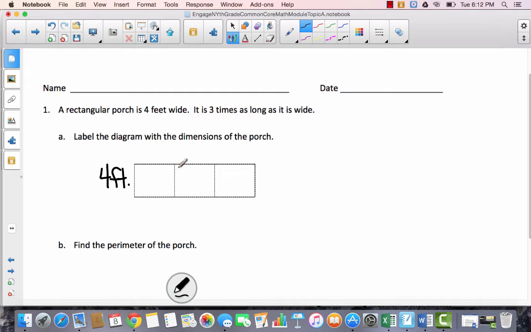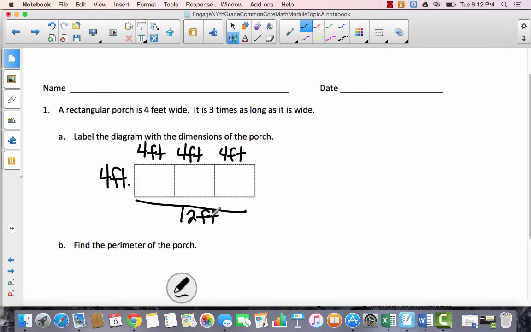And then it's 3 times as long as it is wide. That does not mean that this is 3 and this is 3 and this is 3. This means that I have 3 fours. So 4 foot, 4 foot, 4 foot, and 4 foot. All together, 4, 4, and 4 would be 12 foot. So the dimensions are 4 foot by 12 foot.